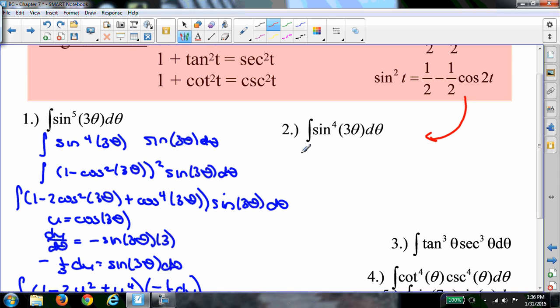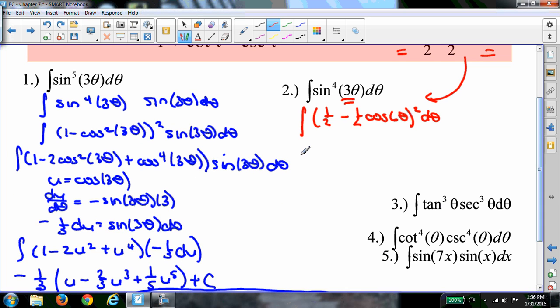Sine to the fourth is the same as sine squared squared. So I can rewrite this as 1/2 minus 1/2 cosine. Now this is from the double angle identity, so 2 theta becomes 2 times the angle. So in this case, 3 theta is going to become 6 theta, squared, d theta. Multiplying this out, you get 1/4 minus 1/2 cosine of 6 theta plus 1/4 cosine squared of 6 theta.